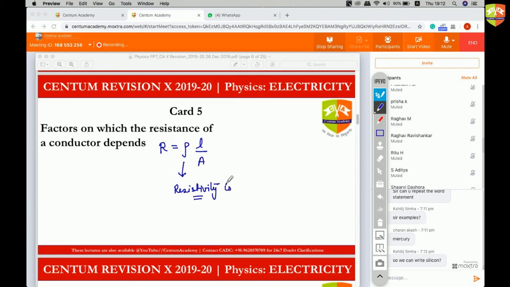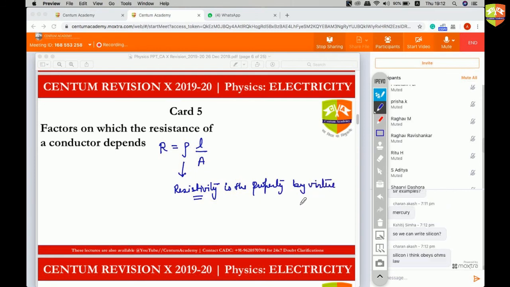Then we proceed to the factors on which the resistance of a conductor depends. Here we discuss resistance comprehensively. Resistance by mathematical formula is given as R equals rho L by A. Clear? Where rho is resistivity.